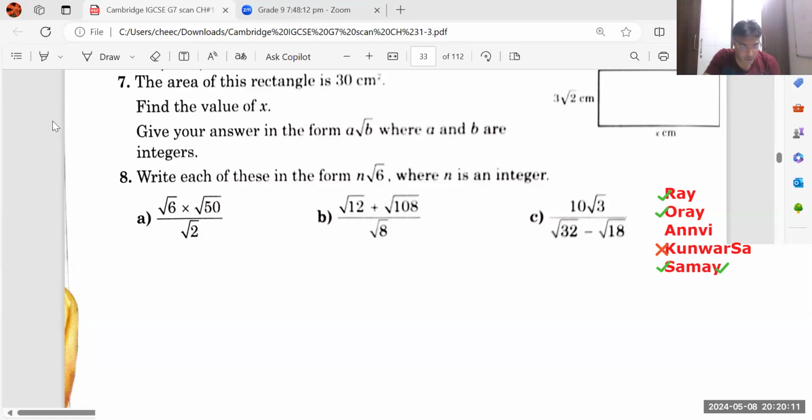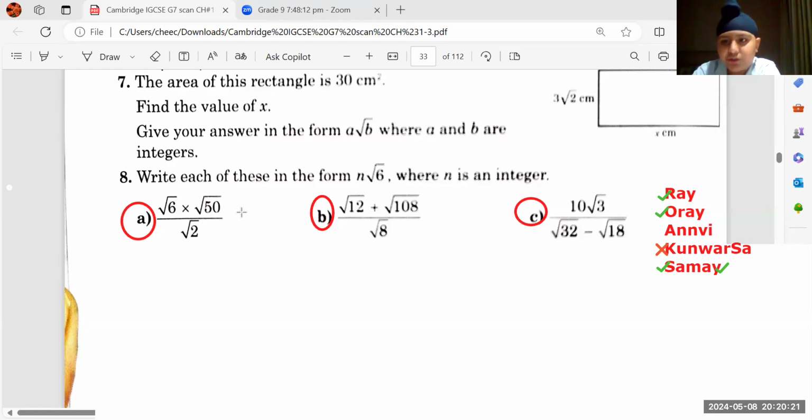All right, guys, do all the parts. Eighth A, B, C. Can you just read this again? Yes. Seventh question: area is 30, find the value of x.